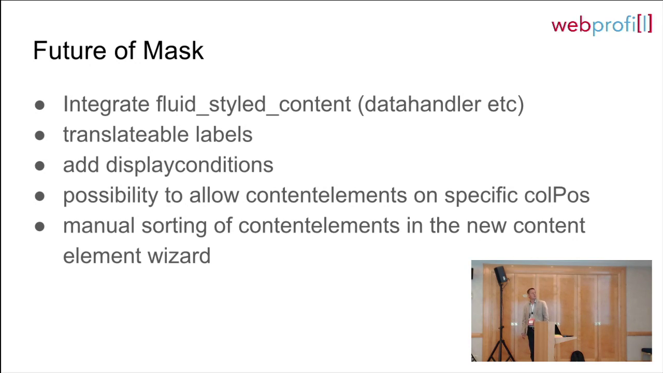Then we want to make translatable labels in the backend for the editors. If you have a big project with German editors and English and Hungarian, whatever, at the moment you have only one field in the mask module in the backend wizard for the labels. You can insert it only in one language. There's a small trick at the moment. You can enter LLL colon and a path to an XLF file. This works, but is not comfortable. So we want a better solution.